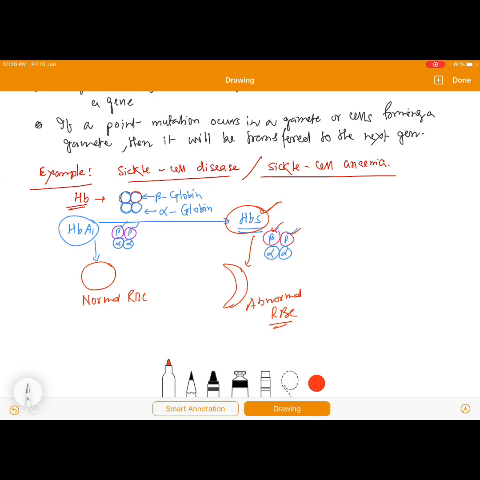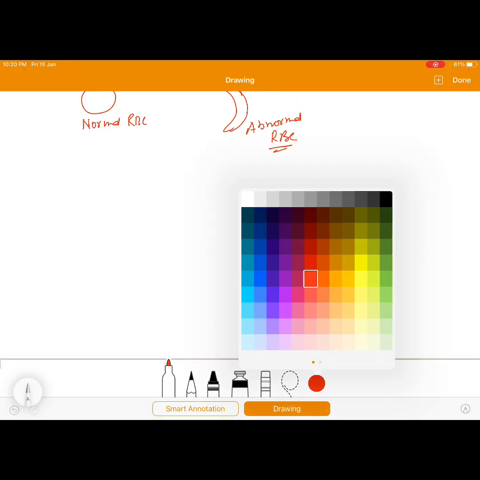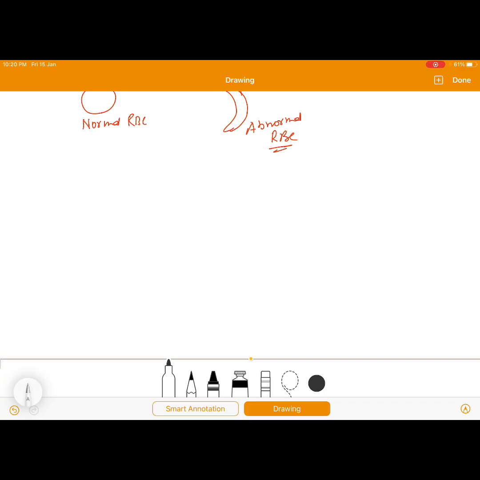Now how does this change occur? You see here, we can understand the thing diagrammatically. Suppose on this side I am writing the condition of the wild type beta globin, and suppose on this side I am writing the conditions regarding the sickle cell beta globin. So what is the difference you see here?